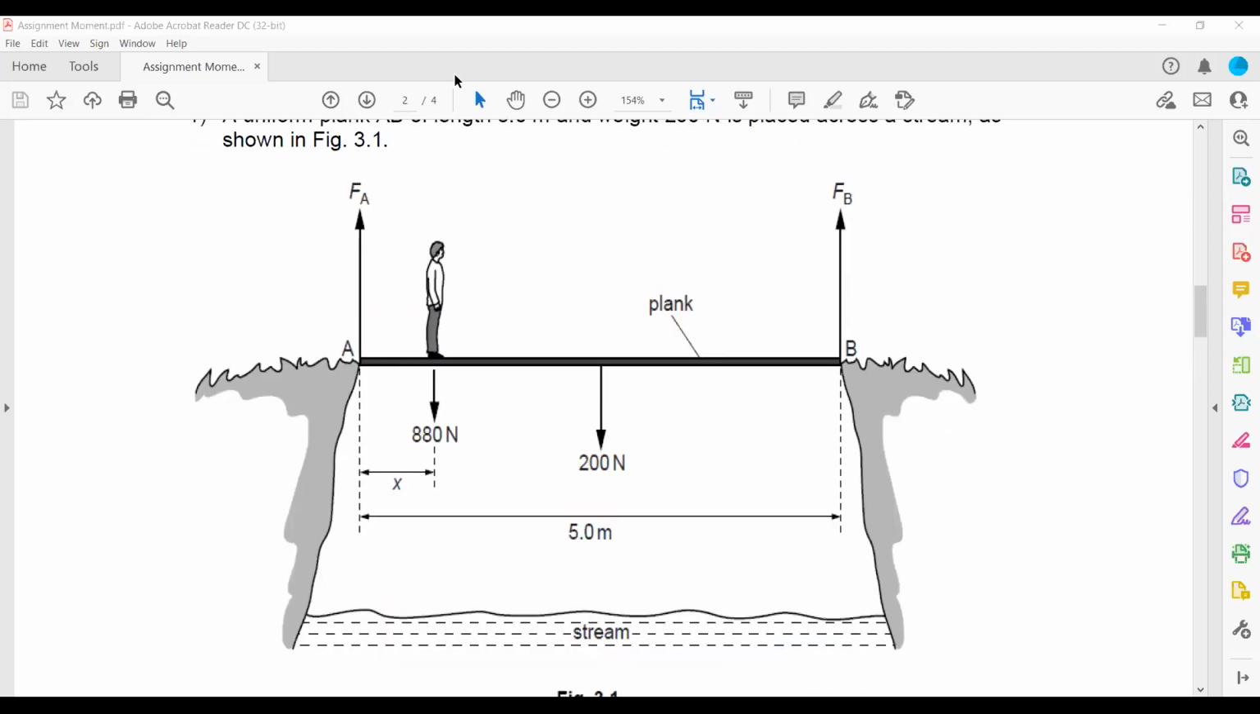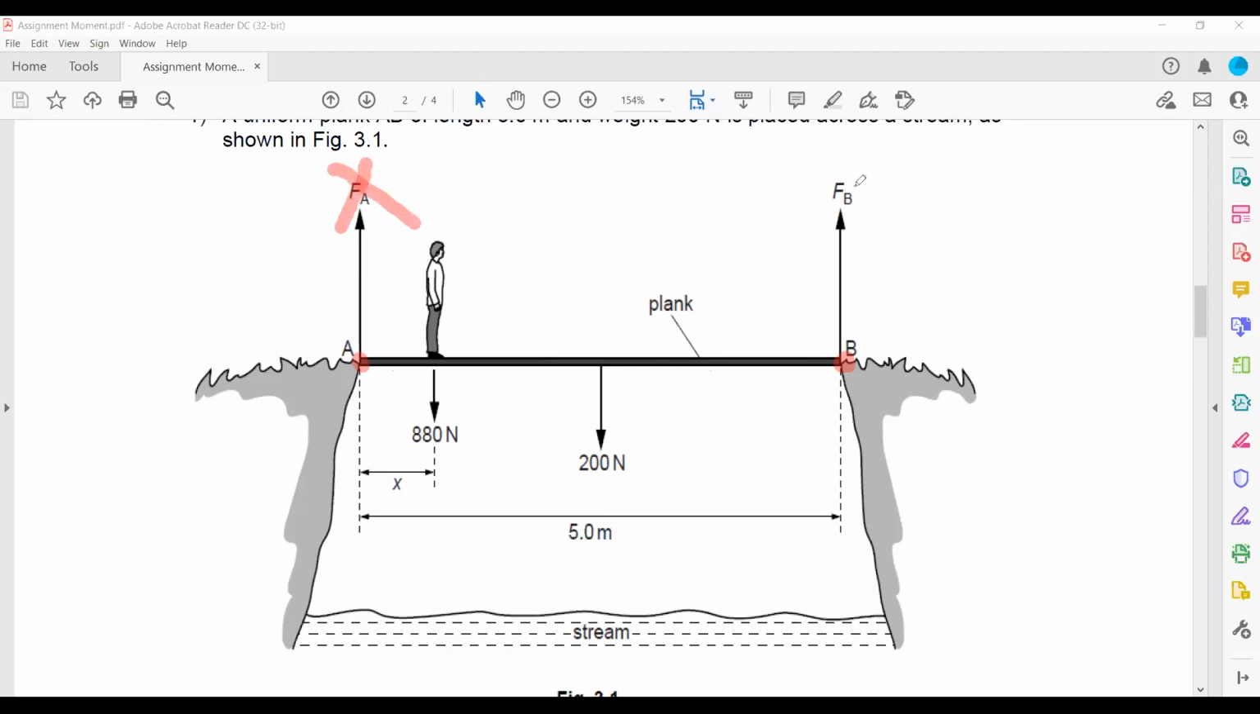But whenever, as you can see in this question, there are two supports, it's up to you. Either support you can take as a pivot. Because if I take support A as a pivot, there will be no moment by FA.